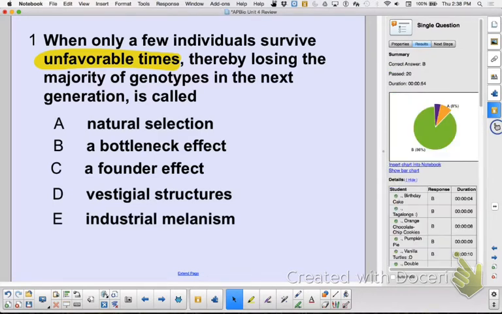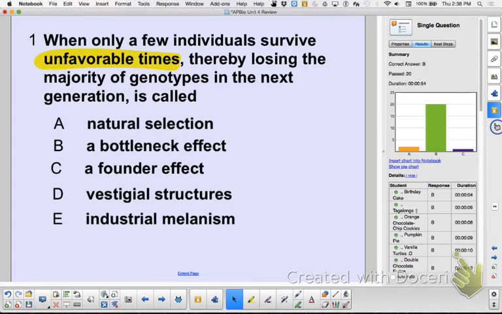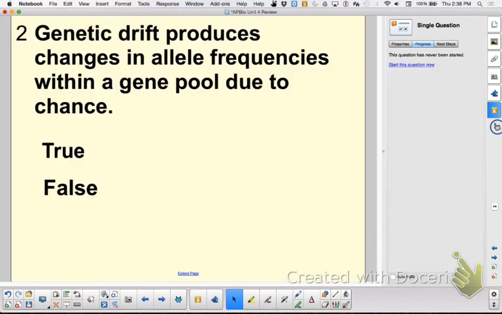Okay, most of you got this. When there is a crisis, then that's going to be bottleneck. Some sort of crisis has to happen. When a smaller population gets separated from the larger population and they go off on their own way, that's called what? Founder effect. Okay, what else did people put? A natural selection, no. You all right with this one now? Went over your wrongs? Okay. Good job, birthday cake.